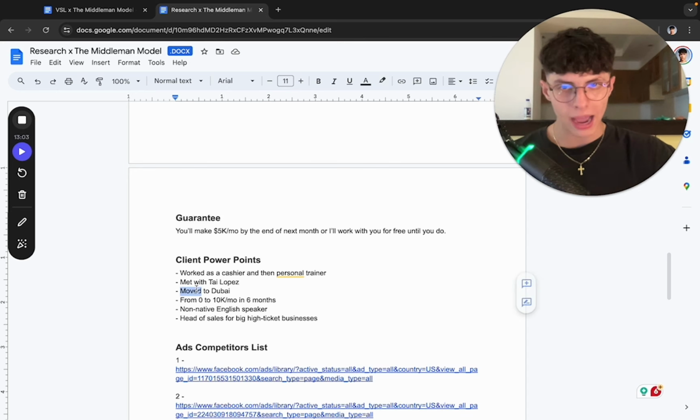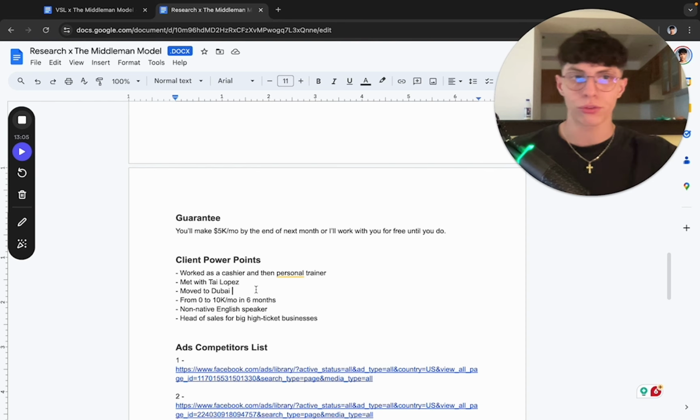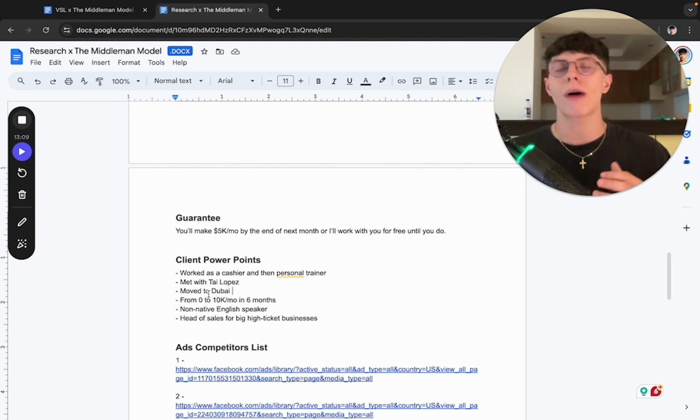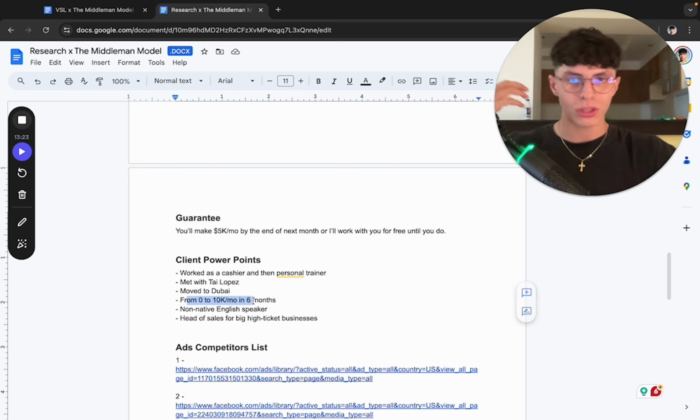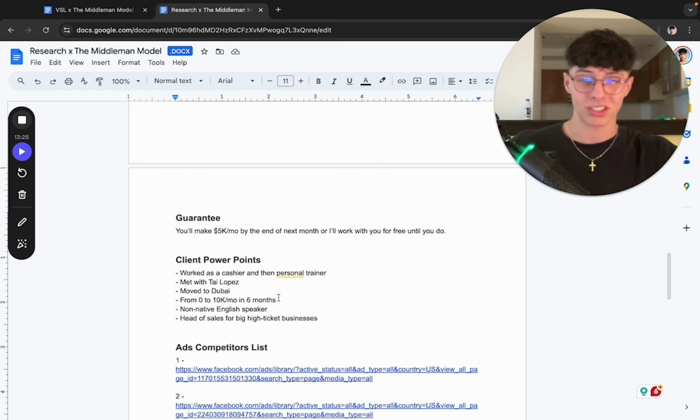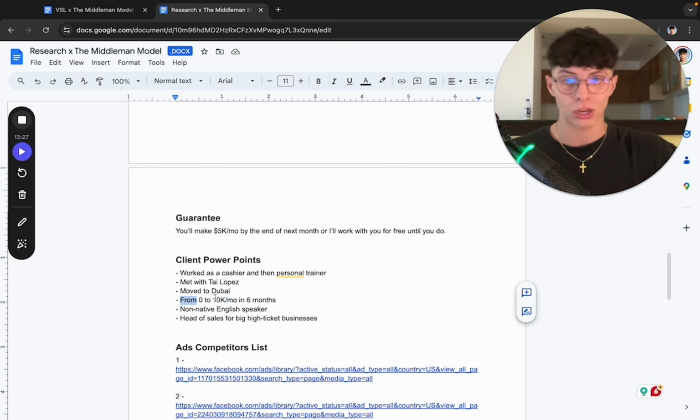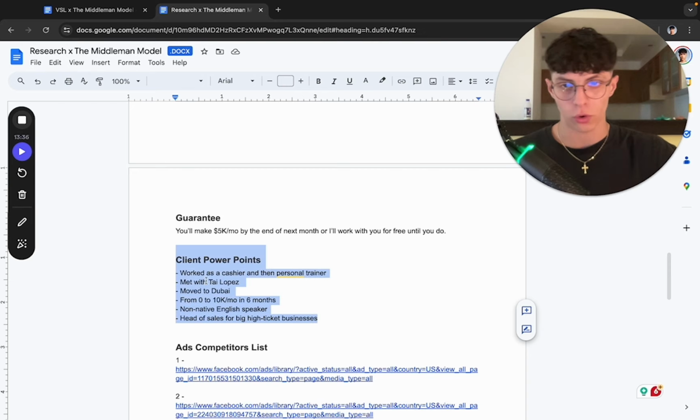He moved to Dubai just a few months after becoming a high ticket closer, which is sort of moving to Dubai and traveling. It's basically a sign of freedom, which we know that people in the 9-to-5, people at college want. Then from $0 to $10,000 a month in six months, thanks to high ticket closing. So that's something we're going to leverage inside the VSL. He's a non-native English speaker, and he was head of sales of big high ticket businesses. So we are going to say that.